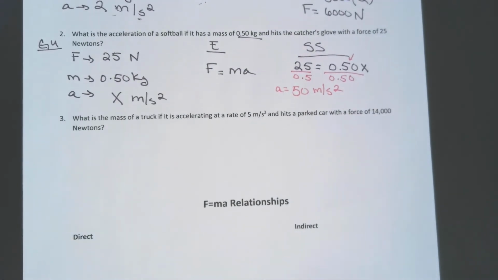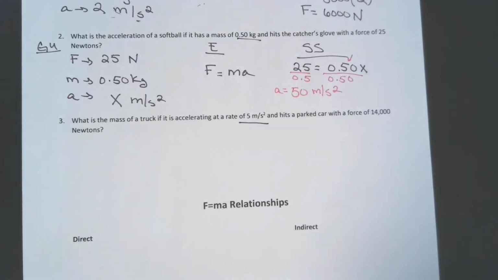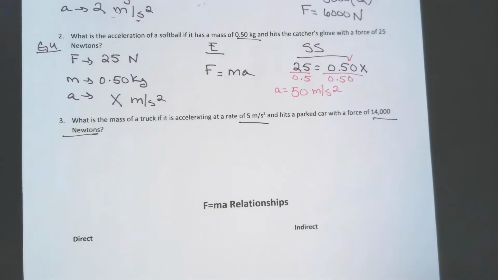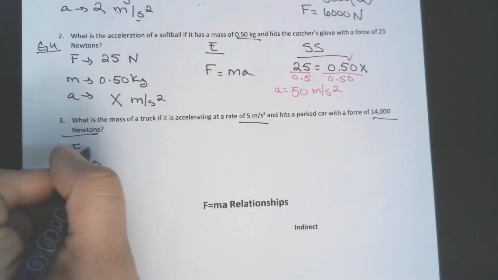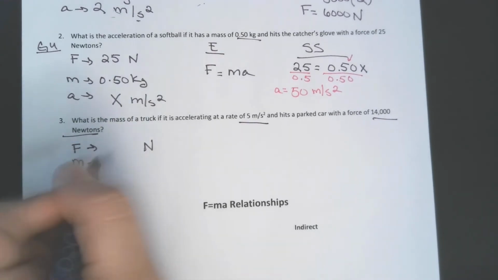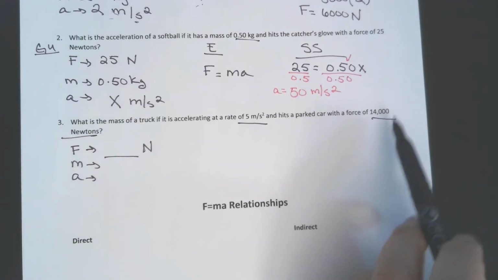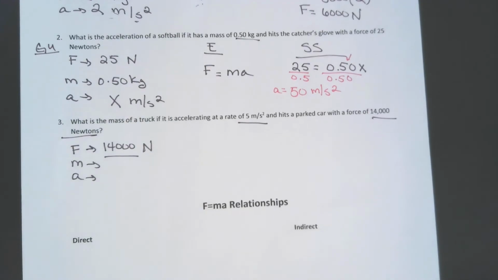Then the next problem: what is the mass of the truck if it's accelerating at a rate of 5 meters per second squared and it hits a parked car with a force of 14,000 newtons? So again, write F = ma, and I recommend that you say, well, this is in newtons, so whatever this number is goes here. Anything that says newtons, like 14,000, you write it here.